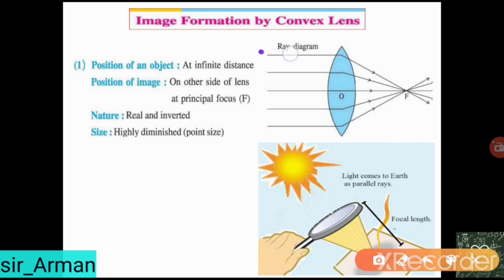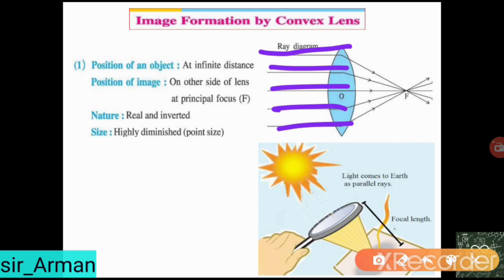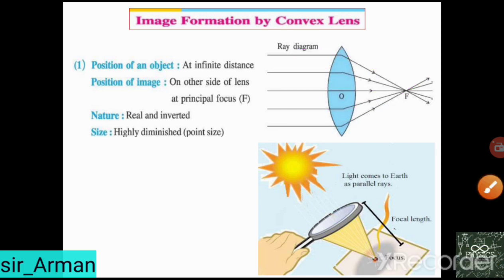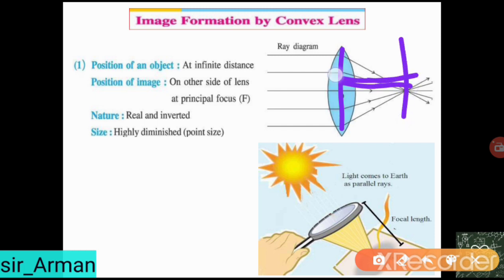Now when the rays are coming parallel, we know that in the second slide we have seen that the rays after refraction will converge at a point, and that point is called the principal focus, and that distance is called the focal length. So this distance is called the focal length.